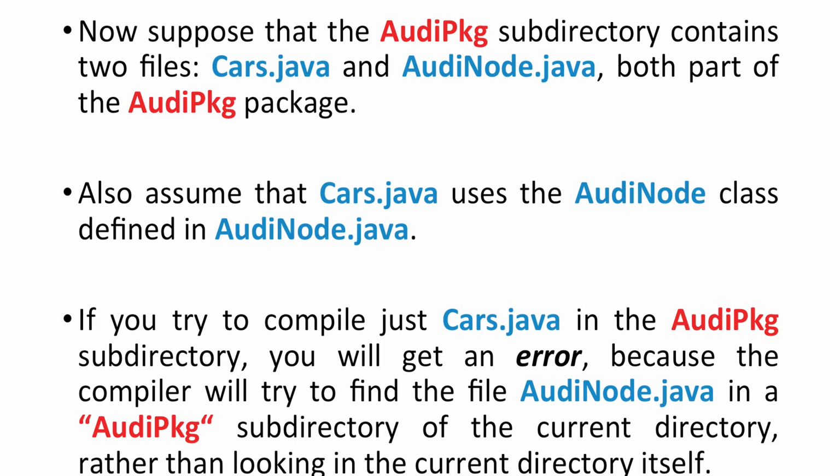Now suppose that the audi package subdirectory contains two files, cars.java and AudiNode.java, both part of the audi package. Also assume that cars.java uses the AudiNode class defined in AudiNode.java. So the AudiNode class is defined under AudiNode.java. If you try to compile just cars.java in the audi package subdirectory, you will get an error because the compiler will try to find the file AudiNode.java in an audi package subdirectory of the current directory rather than looking in the current directory itself.